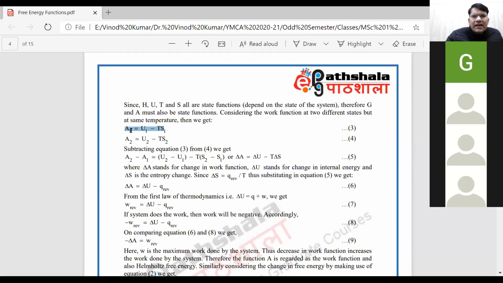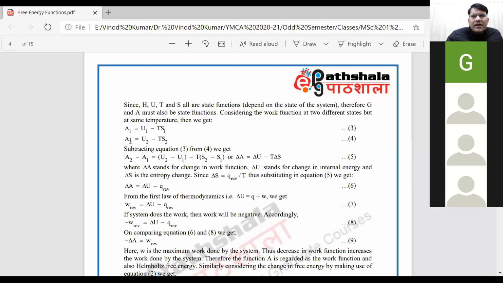This work function is A1. A1 will be equal to U1 minus T S1. Temperature is constant. For the second state, suppose it is A2. A2 is equal to U2 minus T S2. If we subtract equation number 3 from 4, what will happen?